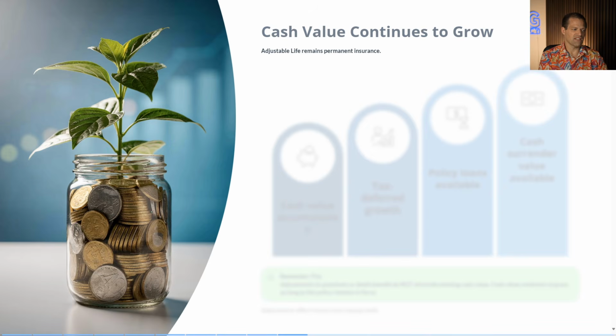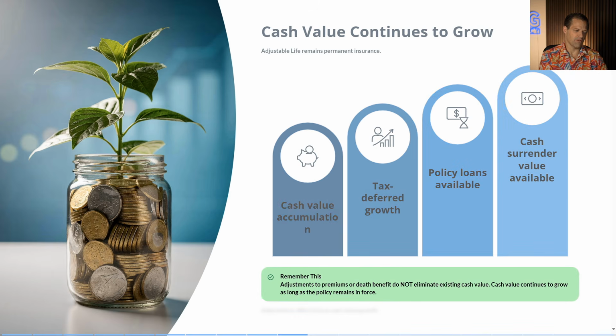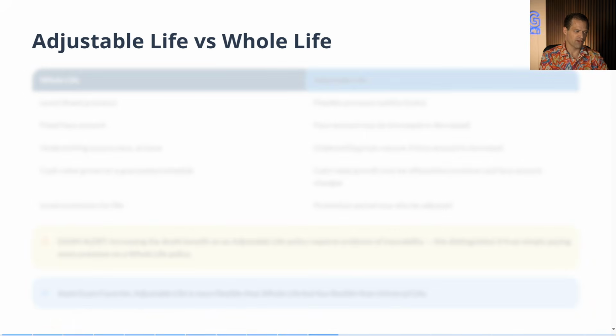So cash value does continue to grow. It remains permanent insurance. So there's cash value accumulation, tax deferred growth, policy loans available, and cash surrender value available. And remember, adjustments to premiums or death benefits do not eliminate cash value. Cash value grows as long as the policy remains in force.